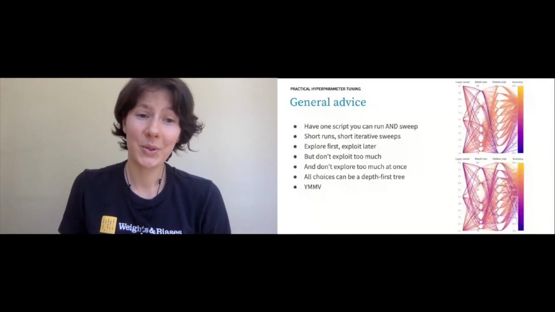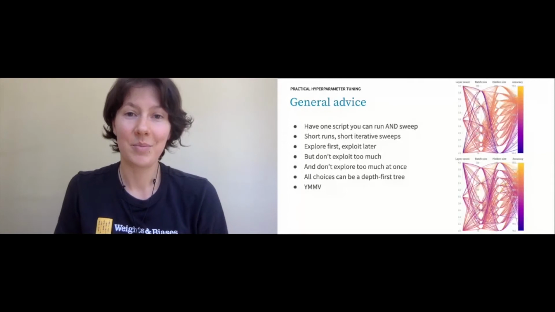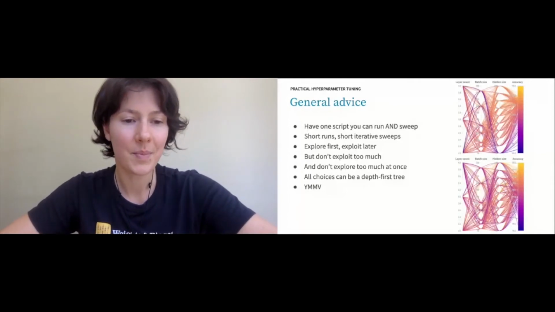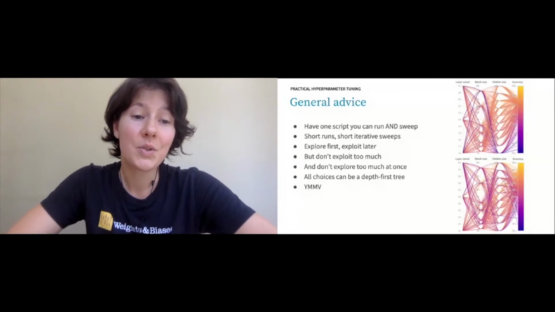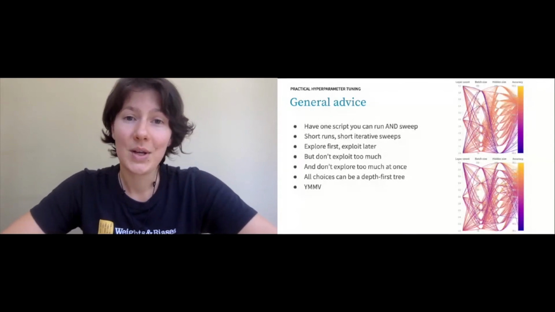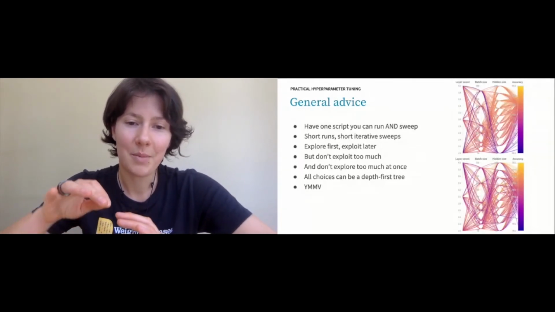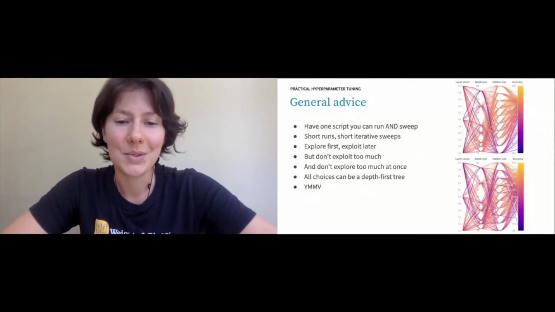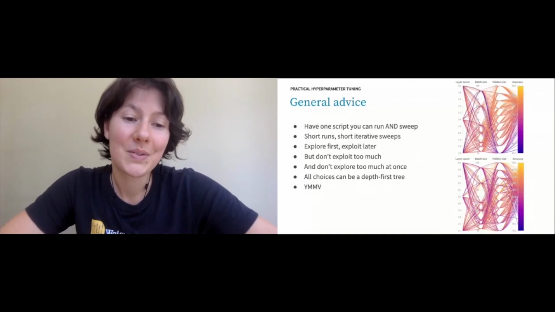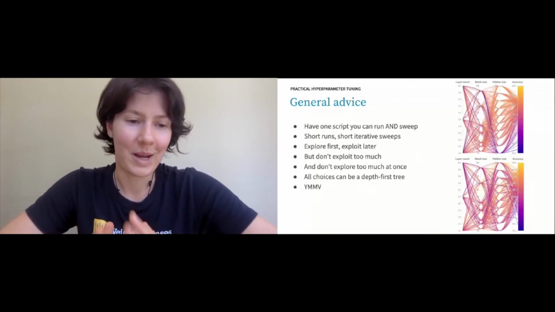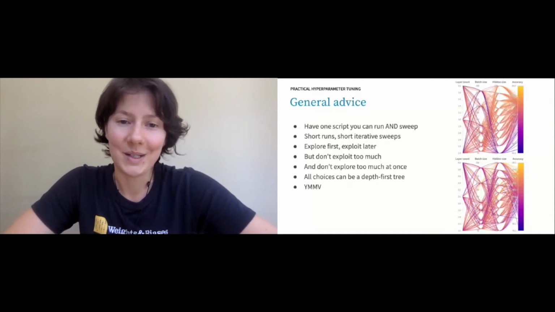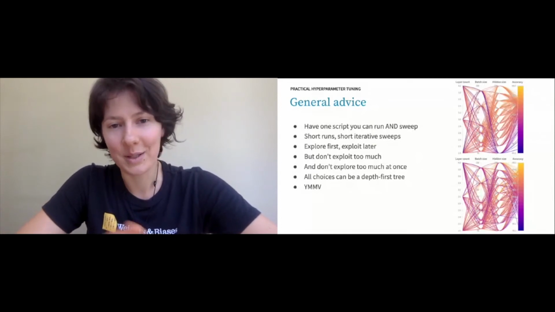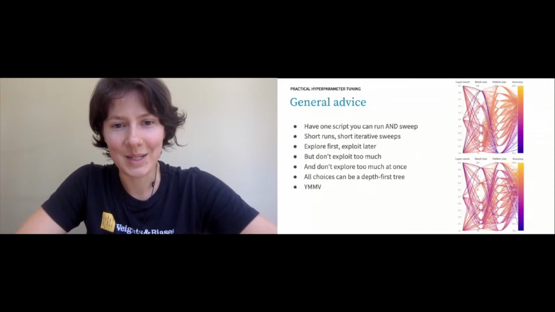And also don't explore too much at first, because that slows down how fast you can move and make helpful findings happen. And finally, all of these choices are a depth-first tree. So as you make one decision and tune one hyperparameter, that kind of narrows down the spaces that you can go afterwards. So just be mindful of that. And of course, for all of this, your mileage may vary. Your problem might be very different. This is generalization over training tons and tons of different models in the convolutional recurrent net space.